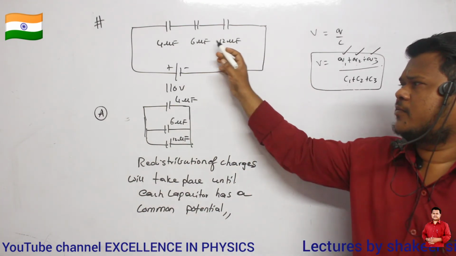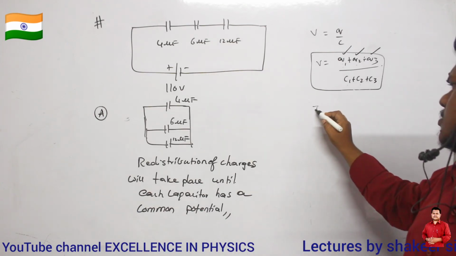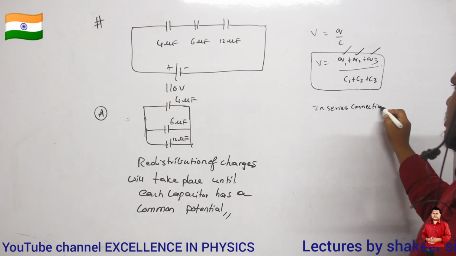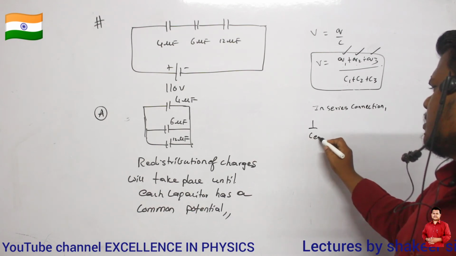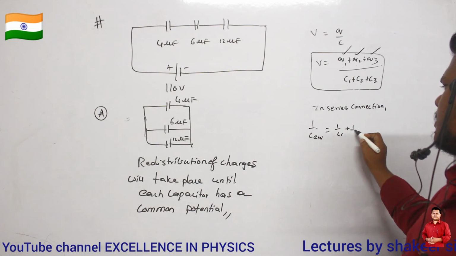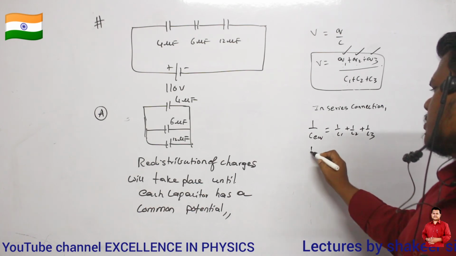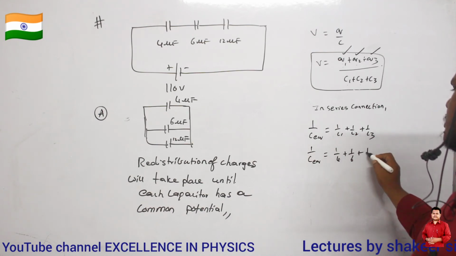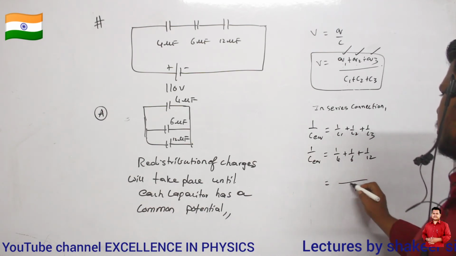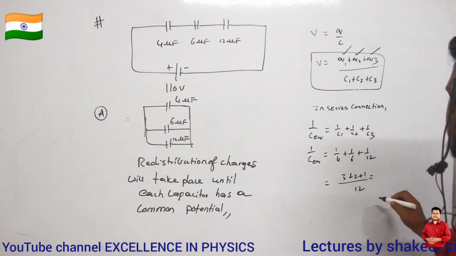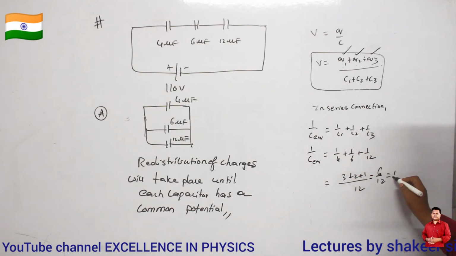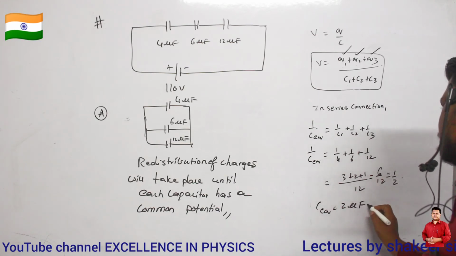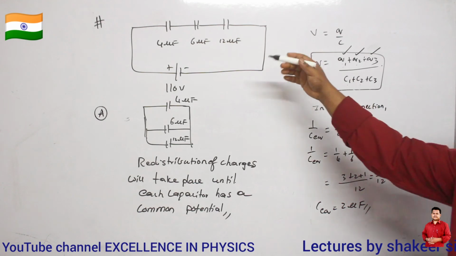So therefore, how can I calculate the charge which is present on each capacitor? First of all, take the equivalent capacitance of this one, ma. In series connection, 1 by C equivalent is equal to 1 by C1 plus 1 by C2 plus 1 by C3. So 1 by C equivalent is equal to 1 by 4 plus 1 by 6 plus 1 by 12. LCM is how much, ma? 12. So 3 plus 2 plus 1, so how much? 6 divided by 12, so 1 by 2. Therefore C equivalent is 2 microfarads, the equivalent capacitance of this total circuit.